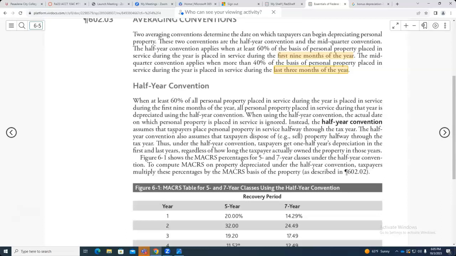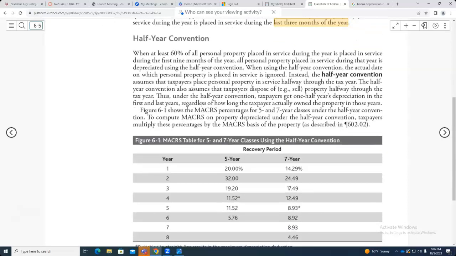So instead, the half-year convention assumes the taxpayers place the personal property in service halfway through the year. Make sense? The half-year convention also assumes the taxpayers dispose, that means sell, property halfway through the tax year. Let's say you sold it in December or November of 2025. IRS says you sold it in the middle of 2025. So when you put it in service, it says you put it in the middle of the year. When you sold it, it says you sold it in the middle of the year.